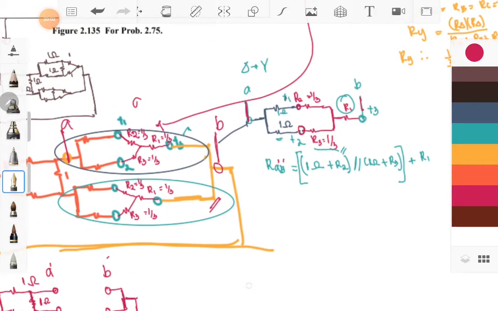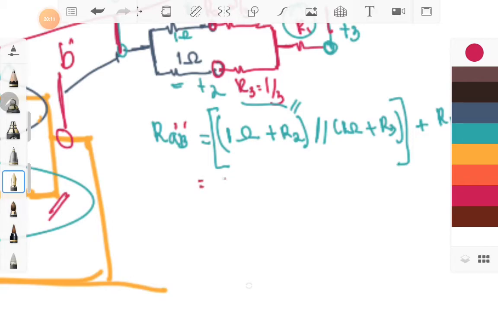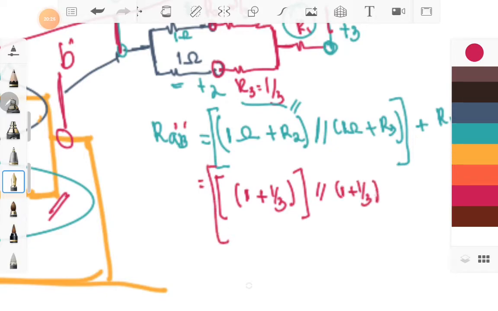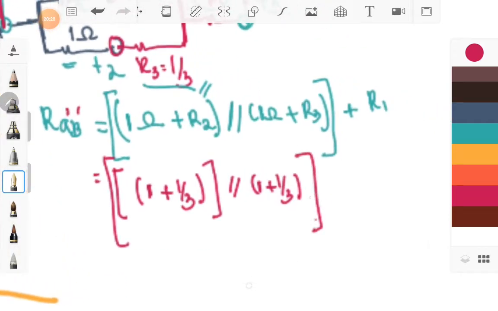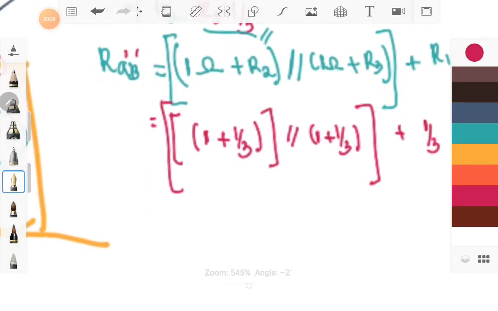in honor with your A and B in your total terminal. So I may say that it is equal to 1 plus 1/3 in parallel with our 1 plus 1/3, plus our R1 or 1/3. Okay, so we have 1 plus 1/3 guys.